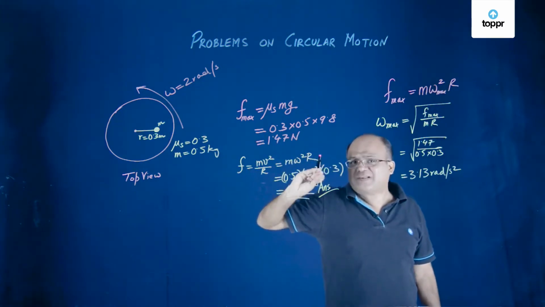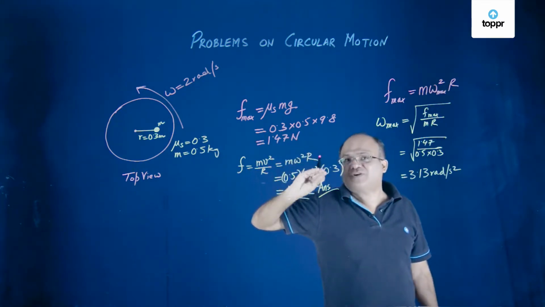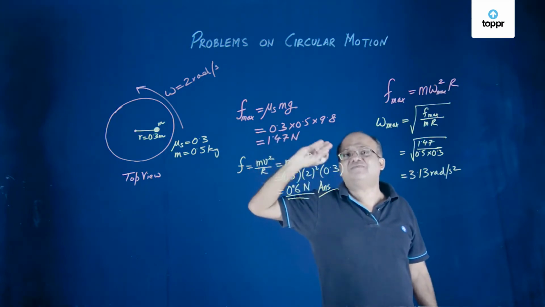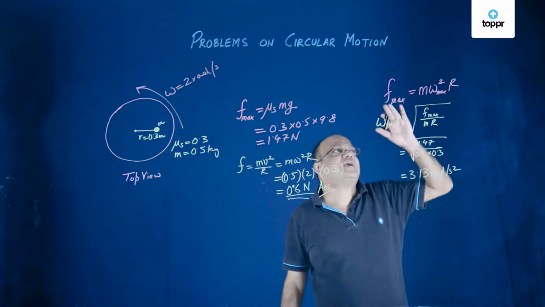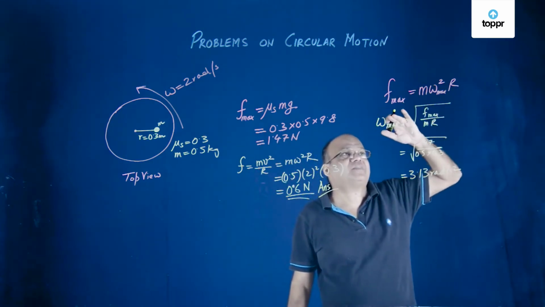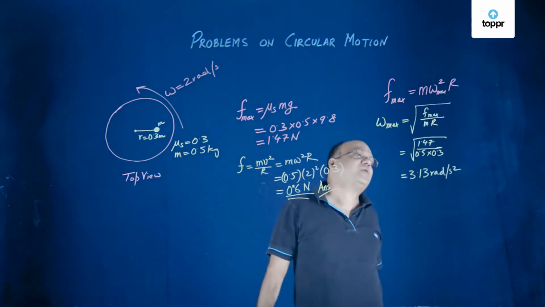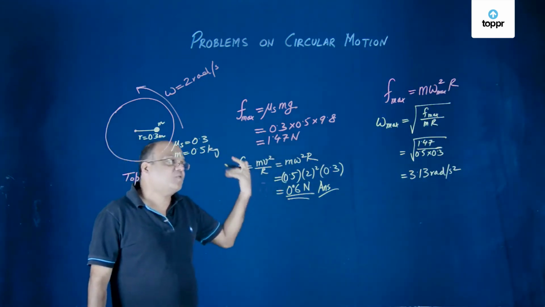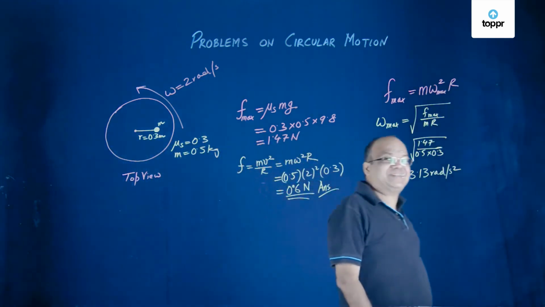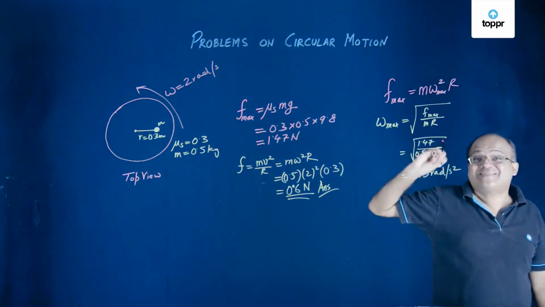In the next part, we have to find omega max. When omega is maximum, the entire static friction will come into play. The maximum value of static friction will come into play, that is limiting static friction. So m omega max square r equals F maximum. And from there we found omega max equal to root over F maximum by mr, and we got the value 3.13 radian per second.